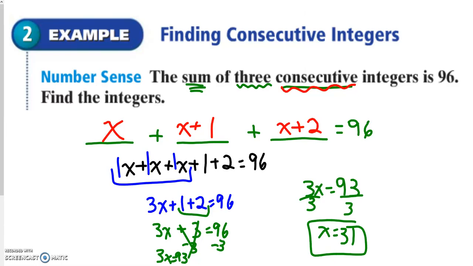The question said, find all three integers. The first one is 31. The next one is x plus 1 more. 31 plus 1 more is 32. And then the next one would have to be 33. I know this is right because sum, add them up. If I add 31 plus 32 plus 33, I get 96. I add them up, and they are three consecutive integers, 31, 32, 33, three numbers in a row.